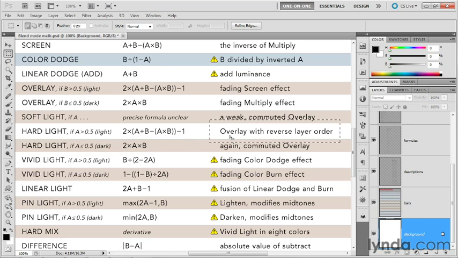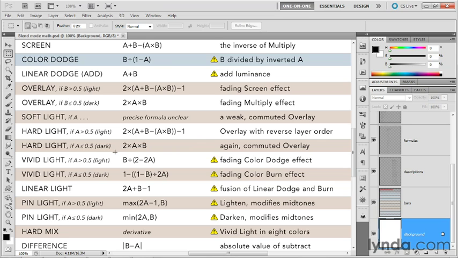And that means that hard light is identical to overlay were you to reverse the layer order. You would get exactly the same result. And that is the definition of a commuted blend mode, by the way. So overlay and hard light are commuted versions of each other, just in case you ever hear that bandied about.